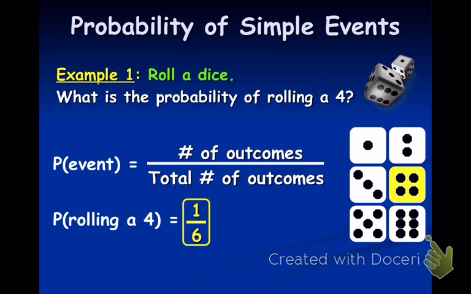So the probability of rolling a 4 is 1 out of 6. So I'm going to have 1/6 as my answer. And this would be the case for any other number. P of rolling a 3, P of rolling a 2, P of rolling a 1. They all have a 1 in 6 chance of happening because they all just appear one time on the die.